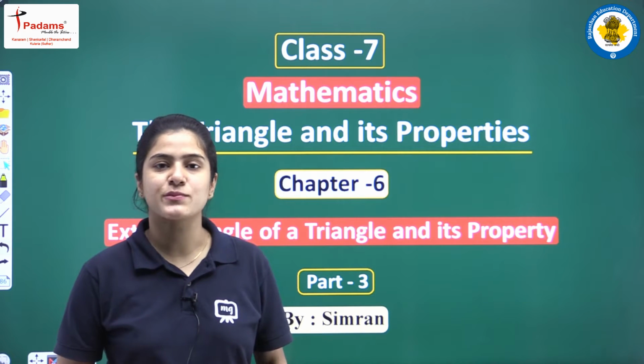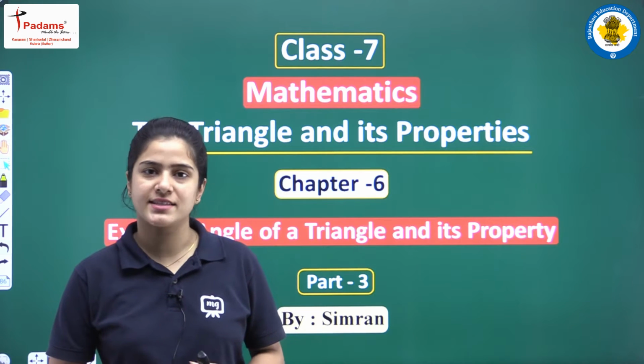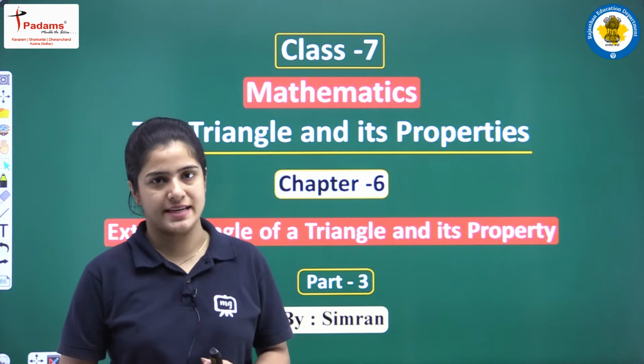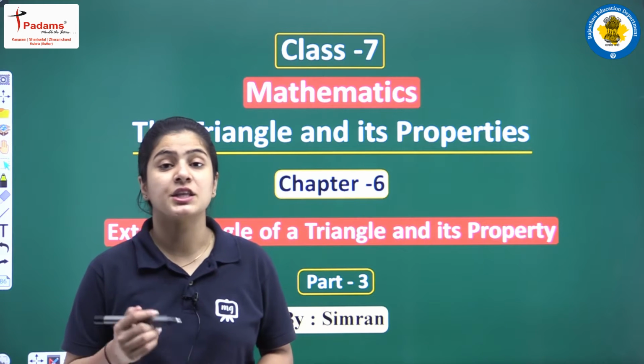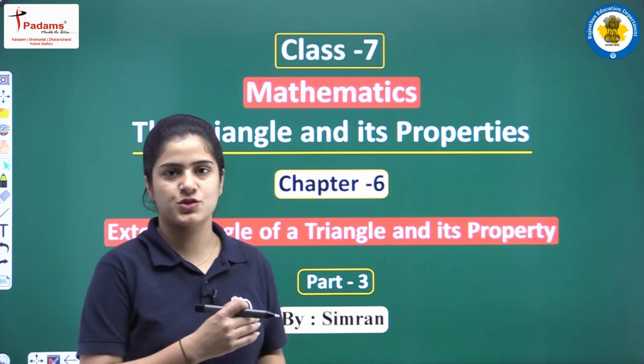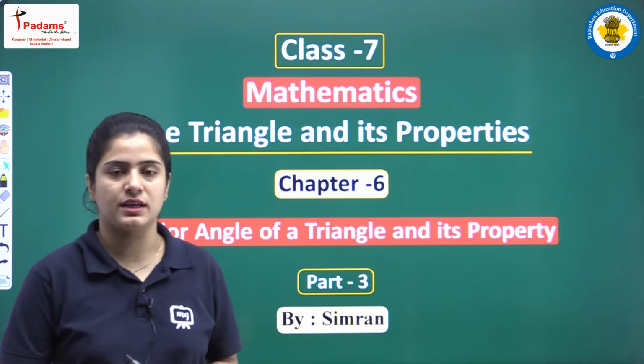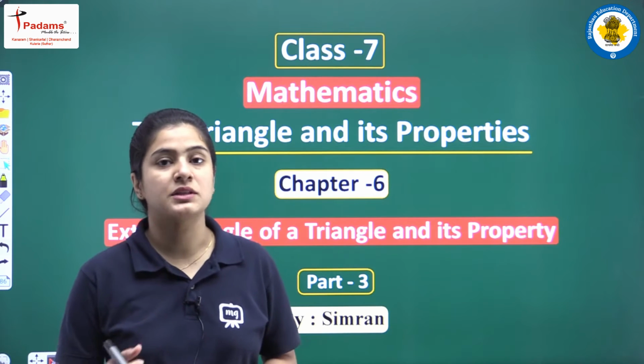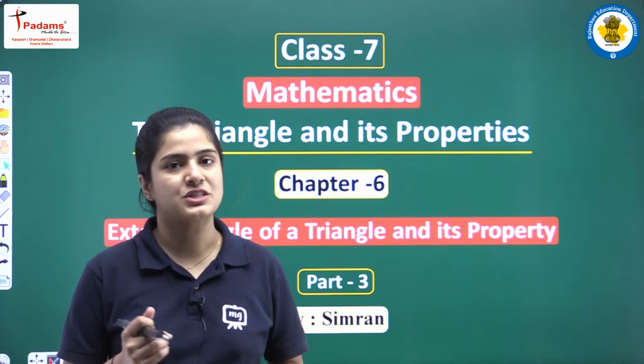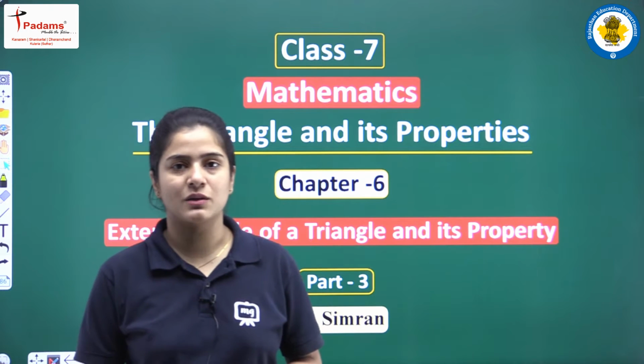Students, in the last class we have already completed exercise number 1 of chapter 6. So today we will be starting the new exercise and the new concept of this chapter, that is triangle and its property. Today we are going to study the exterior angle property of a triangle. Okay students, so have a look.